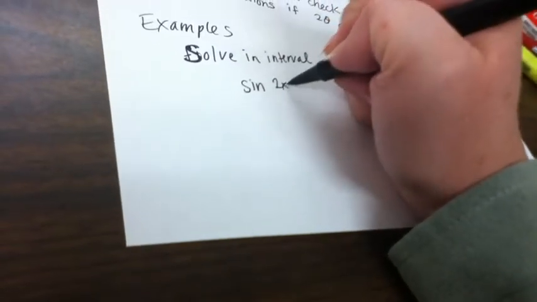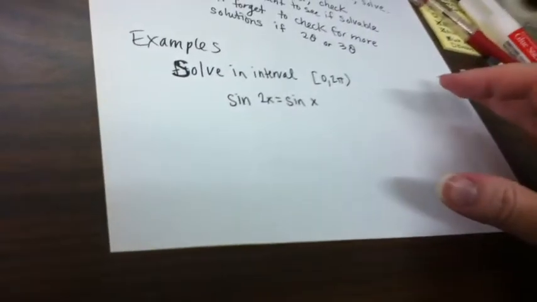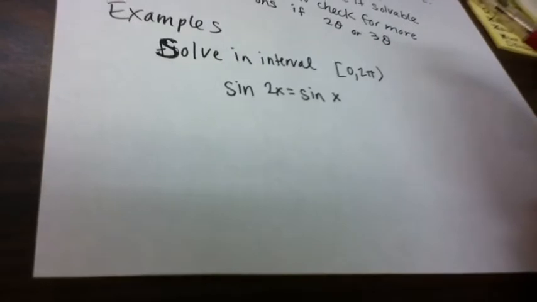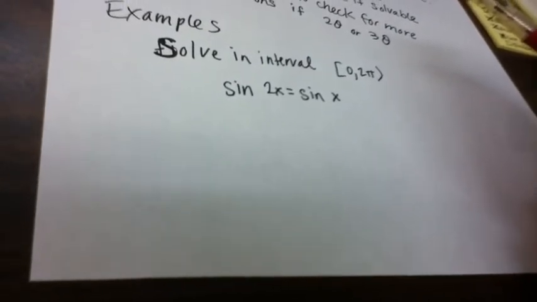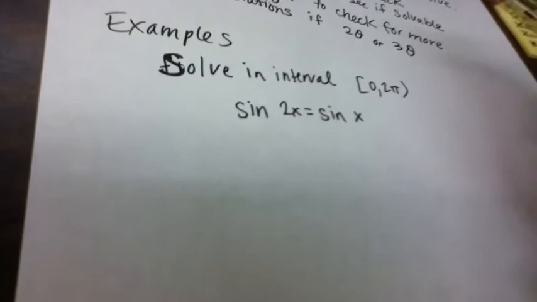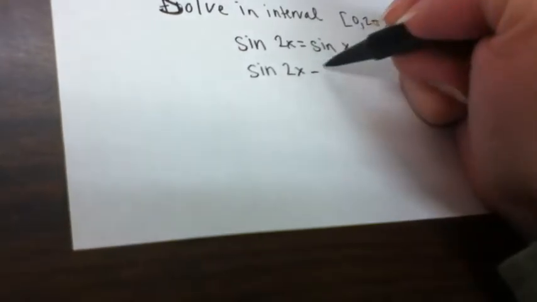Sine of 2x equals sine of x. Okay, what one of our hints might apply to this one? Don't be afraid to talk just because I'm videoing. Do what? Oh, set it equal to 0? I guess we could start with that. So to get it equal to 0, I want to subtract that side, right?